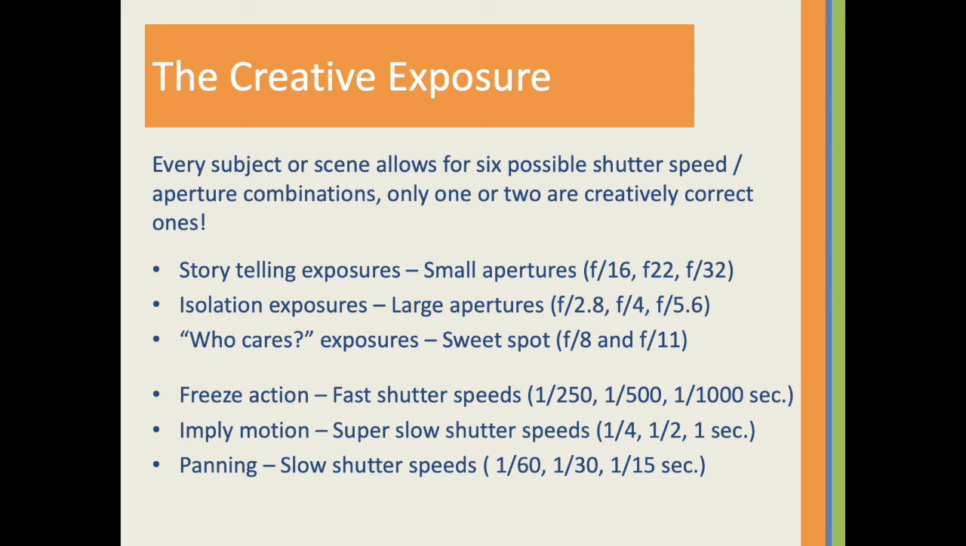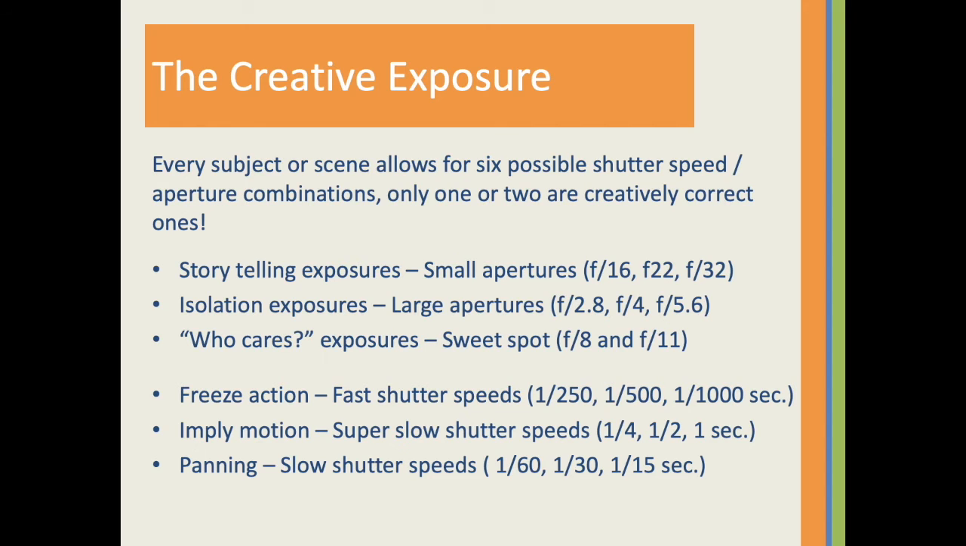So for example, storytelling exposures are small apertures where everything is sharp, between f16 and f32. Isolation exposures, where you want to emphasize your subject and have a blurred foreground or background, are large apertures between f2.8 and f5.6. And then in the middle of the road, you have what I call who cares apertures. This is the sweet spot of your lens very often, where you are getting the most sharpness and contrast. This is like f8 and f11.